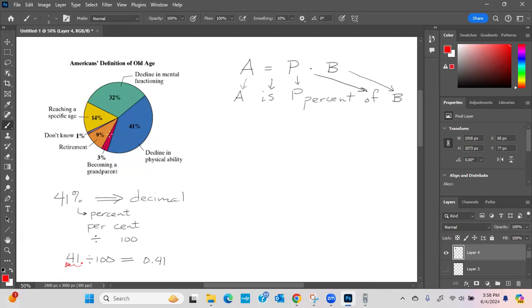We can always do that. So 32% equals 0.32. Just moving that decimal 2 places to the left. And when we get to the financial portion, we are going to do that a lot. So you'll get really comfortable with that by chapter 8. But for now, that's the calculation we'll use.